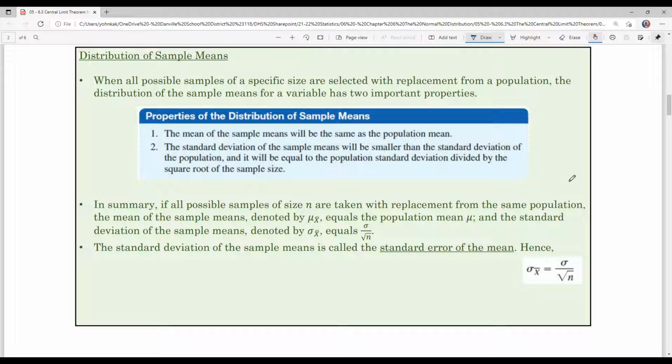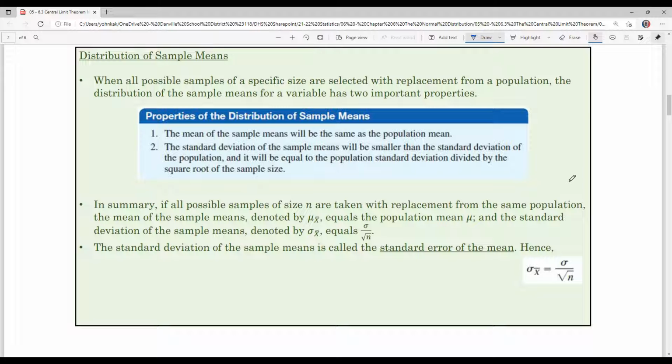When all the possible samples of a specific size are selected with replacement from a population, the distribution of the sample means for a variable has two important properties. One, the mean of the sample means will be the same as the population mean. And two, the standard deviation of the sample means will be smaller than the standard deviation of the population, and it will equal the population standard deviation divided by the square root of the sample size.